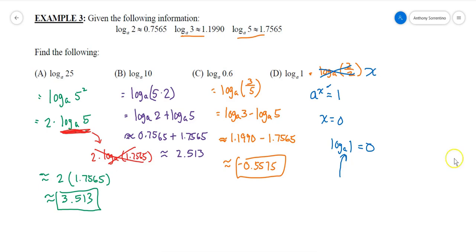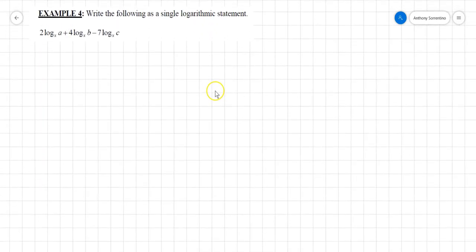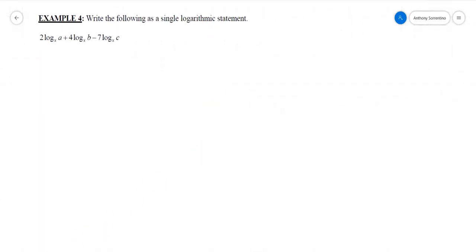But as I said, the next thing we're going to be looking at is instances where, like example 4, I now have a logarithmic statement that's written out in the expanded form, where it's written as the sum and differences of logarithms. Now they want us to put it back into a single logarithmic statement. This is going to become very important for us to do when we start solving logarithmic equations. So it is an important concept to get the hang of. I have 2 times the log base x of a plus 4 times the log base x of b minus 7 times the log base x of c.